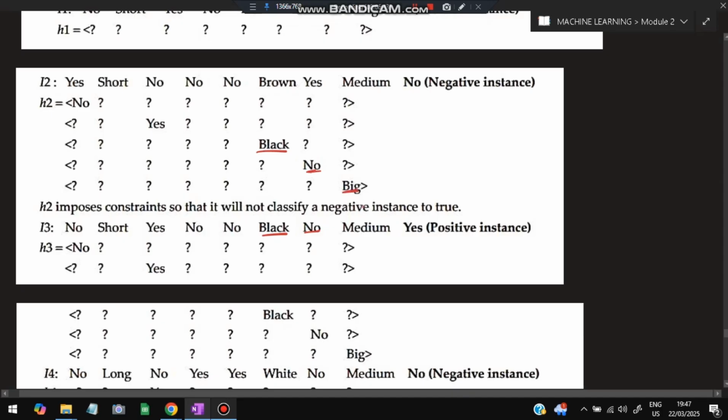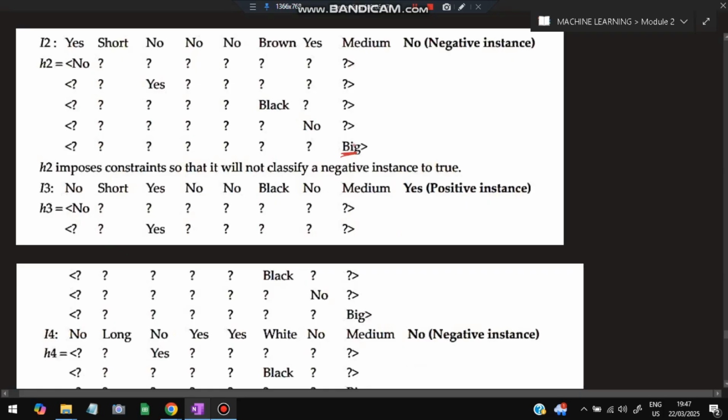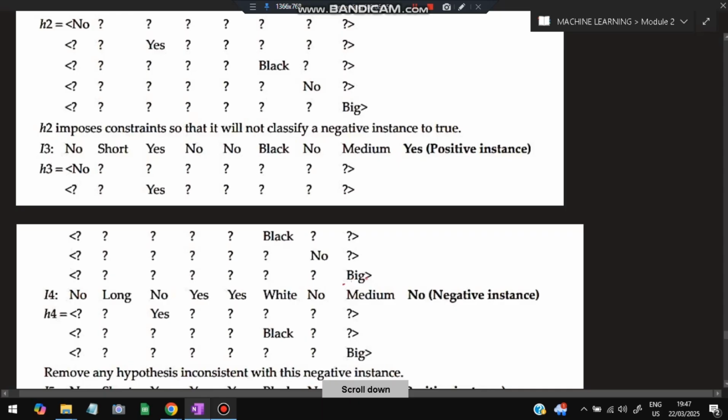And here it is big, and here we have got medium. See, big was considered in the previous case. Now here medium came. So what we will do is we'll just keep it as big only, because previously we had got big. We'll be keeping it as big only. We'll not make any change to that.